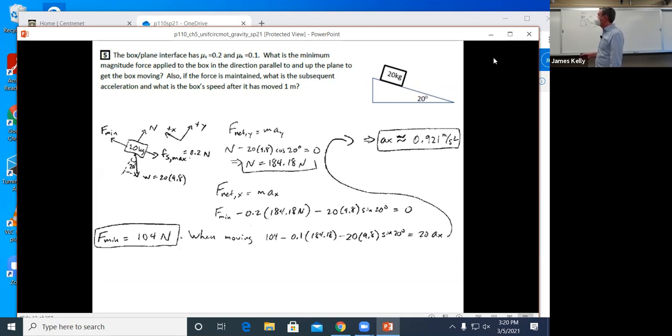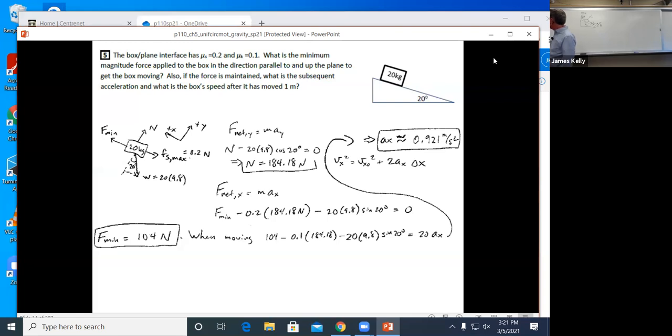And then I can do my kinematics problem. What is the box's speed after it has moved 1 meter? So it breaks free. I'm pushing with that minimum force the whole time, and it moves 1 meter. What's the box's speed? Which of the 3 kinematics equations we talked about would you jump to there? Yeah, the squared one, because it doesn't involve time. We don't know anything about time. We don't want to know anything about time. We do know something about velocities, so it seems to make sense there.